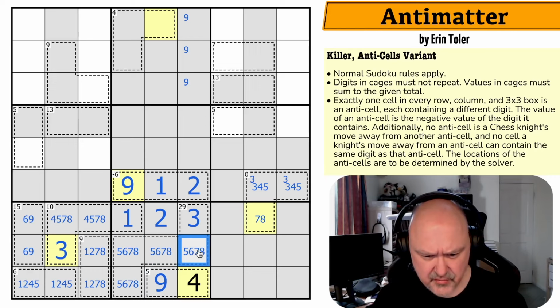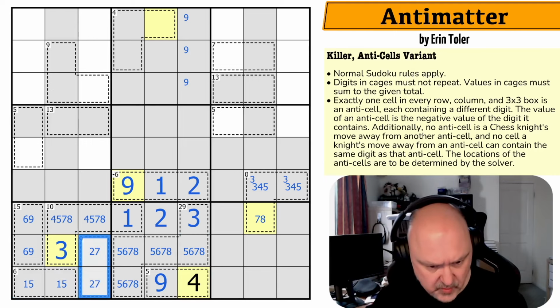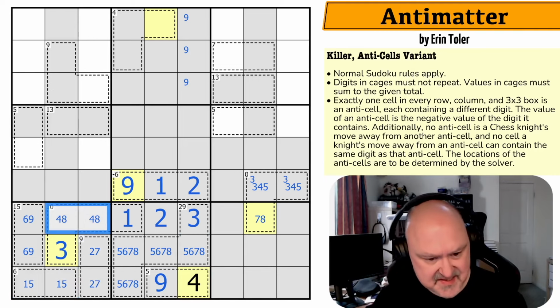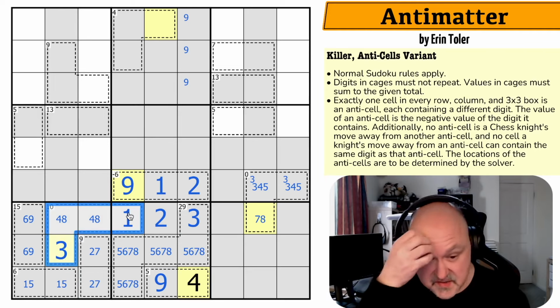That digit can't go there. Oh, 4 can't go in here. This isn't 2, 4. This is 1, 5. So this isn't 1, 8. This is 2, 7. So this isn't 7, 5. This is 4, 8. So this is 1, 4, 8. So 1, 4, 8 is 13 minus 3 is 10. This is bonkers.